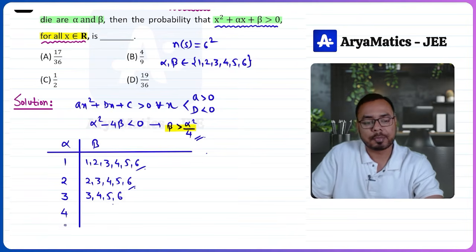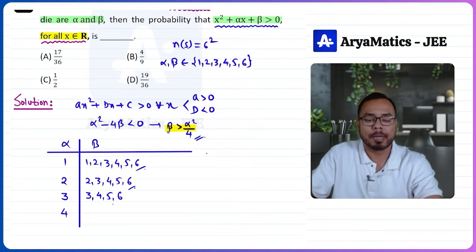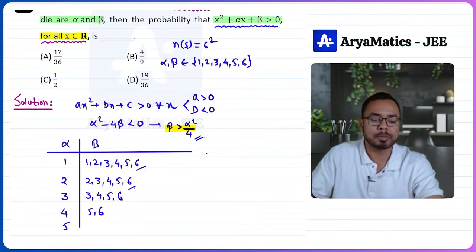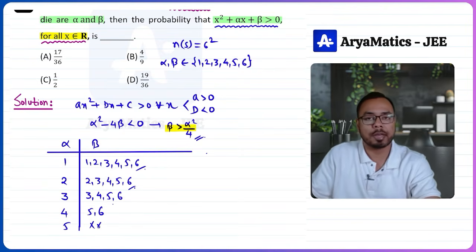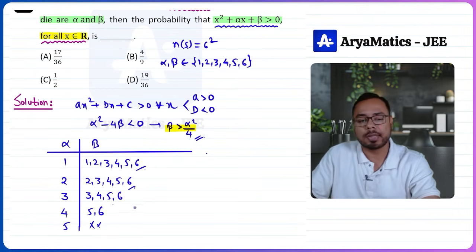If I take alpha as 4, beta should be greater than 4. So either you can take 5 or you can take 6. Finally, if I take alpha as 5, beta should be greater than 6 point something, right? 5 square is 25, 25 by 4, so that will be 6 point something. So in this case, you will not get any value of beta. And the same thing you can say when you take alpha as 6. Right here, if I take alpha as 6, then also you will not get any value of beta. So you'll get only these cases.